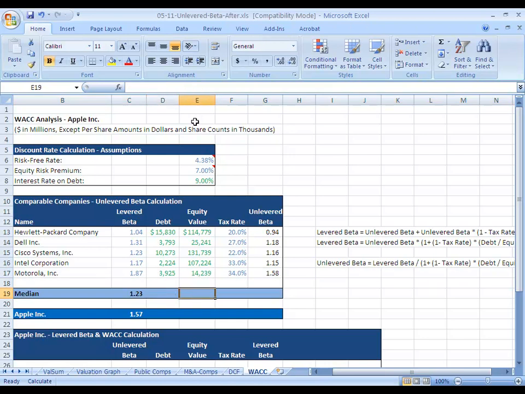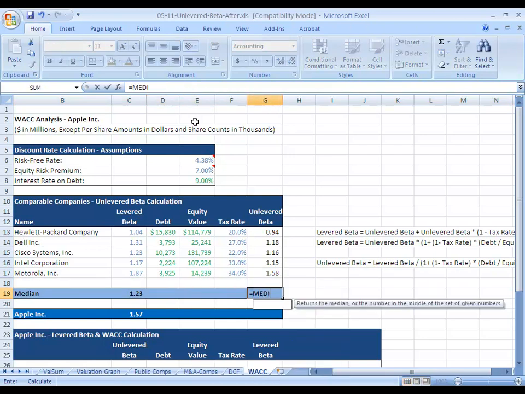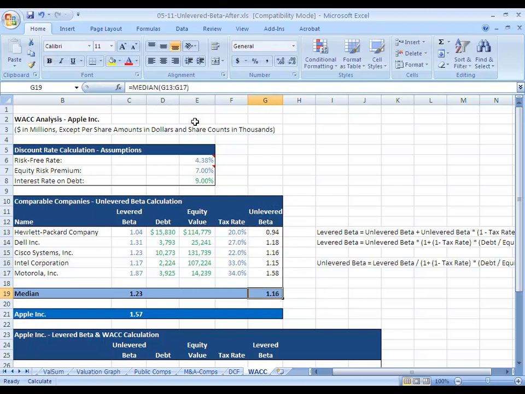The last thing I want to do here is just do a median on the unlevered betas. And as we'd expect, the median unlevered beta is less than the median levered beta right here.